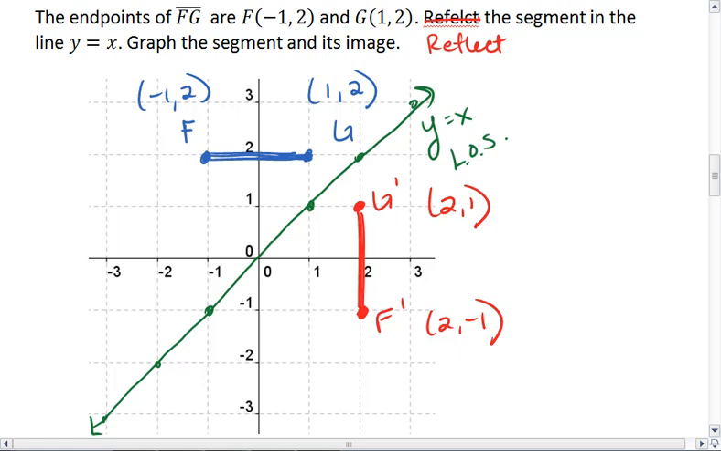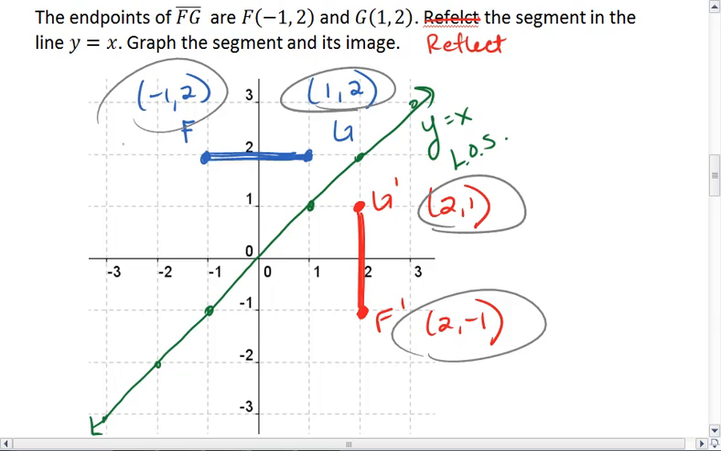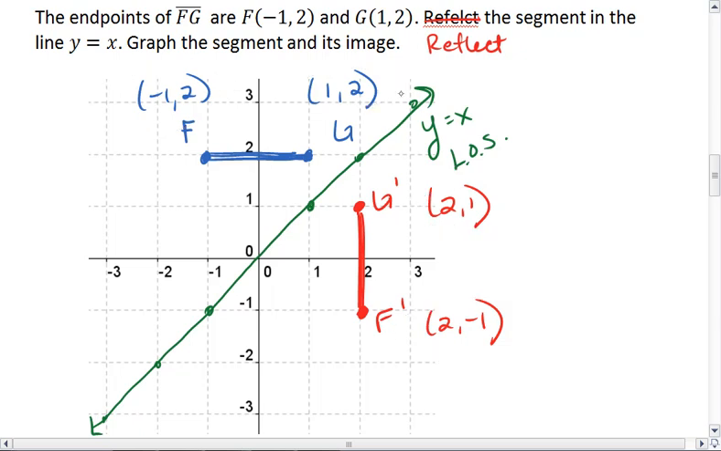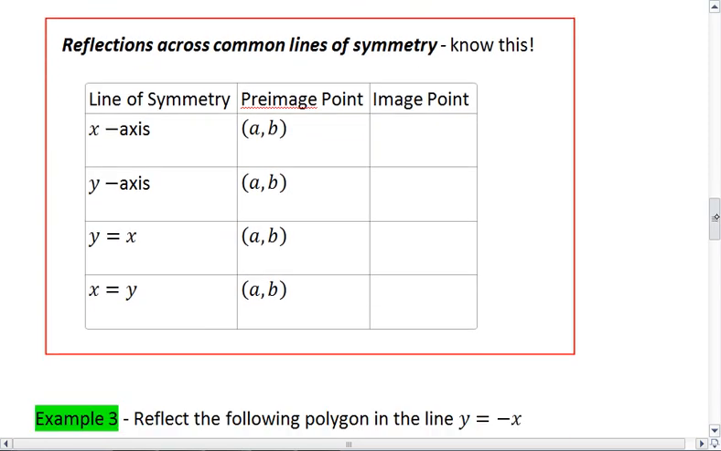Notice what happened here. With G, the x and y coordinates were flipped. Same thing happened with F. What was originally x became y, and what was y became x. This is a pattern that always happens when we flip across the y equals x line. Let's look at these patterns in general.